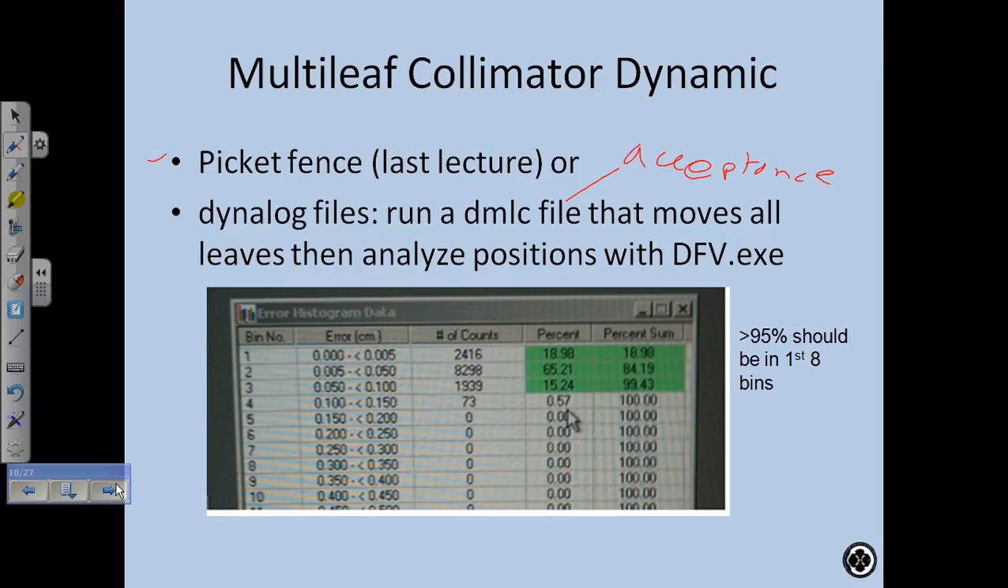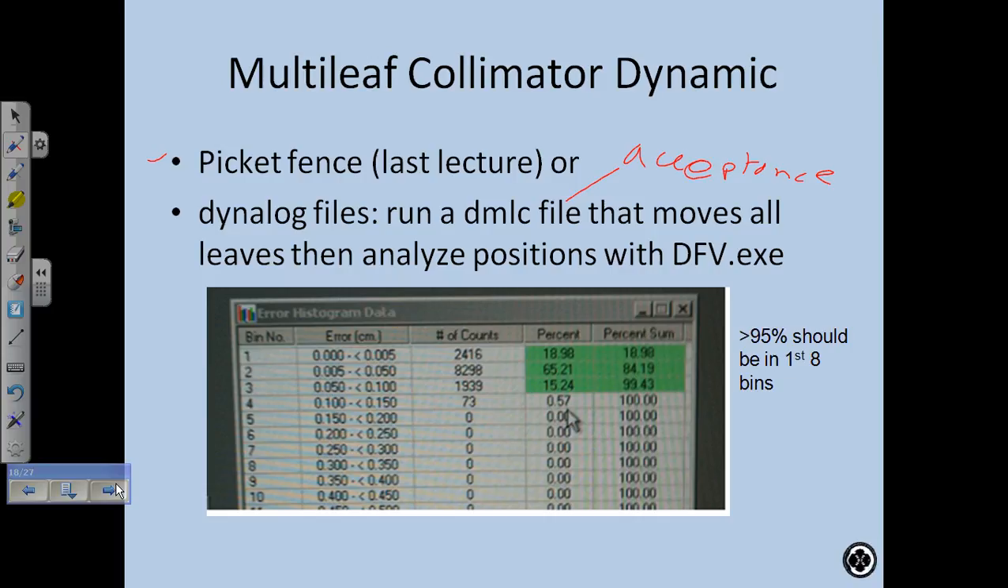So then it takes all that information of where it's supposed to go and where it actually ended up, and then it looks at the errors of every single leaf during that pattern. And then it gives you a histogram, and I'll explain what this means. These bin numbers right here are error bins, and this is in centimeters. Let's look at down here. This is 0.4 centimeters. So the bin that corresponds to any error during those leaf movements between 4 millimeters and 4.5 millimeters, the percentage of those errors are going to be right here.